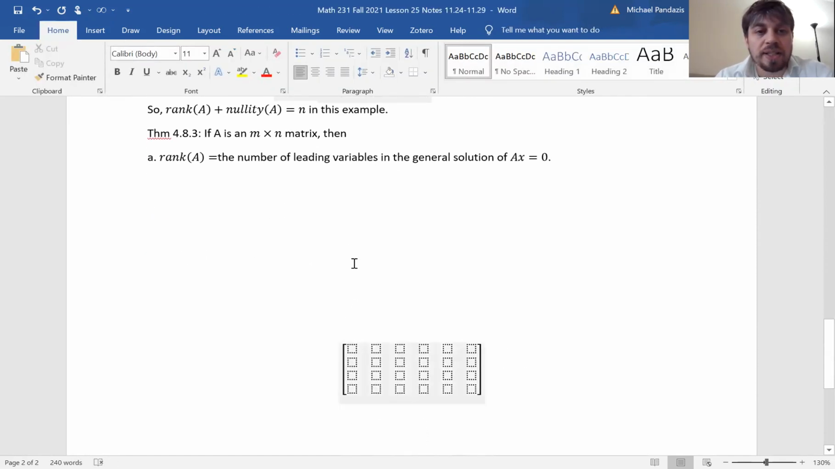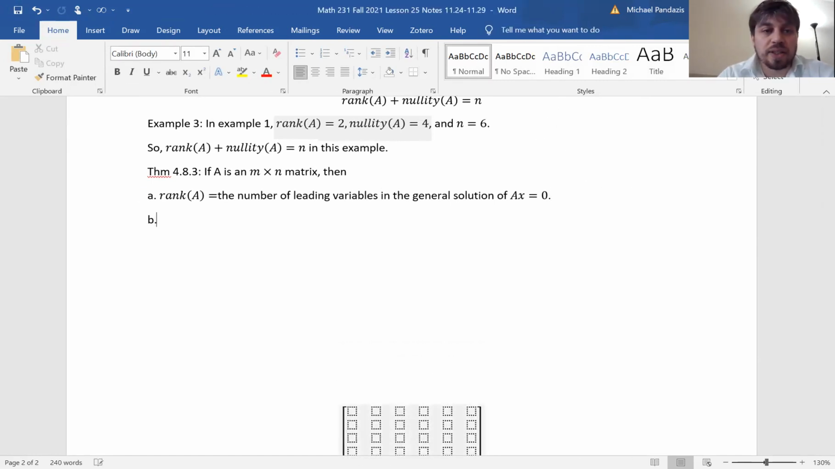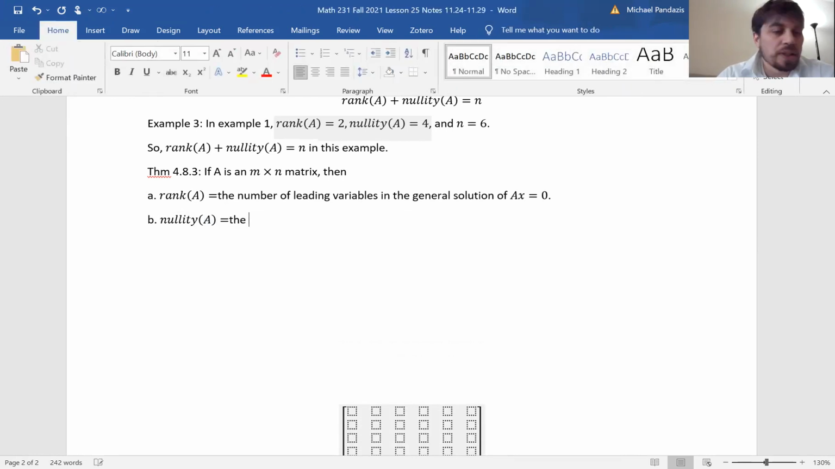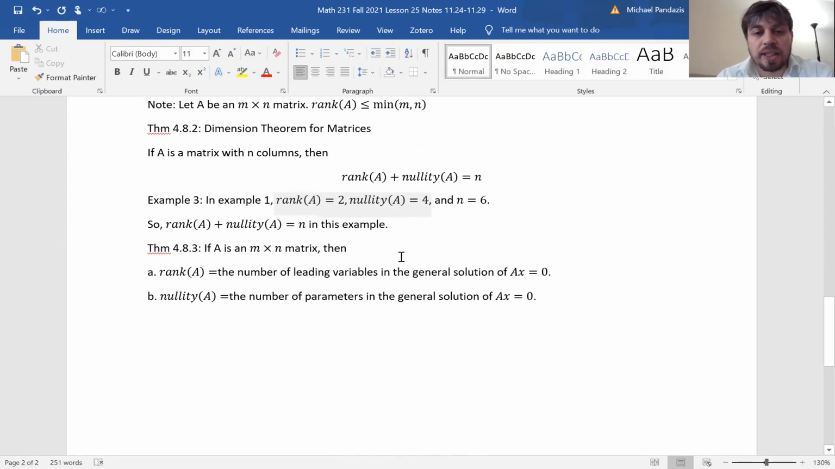Okay, so the rank of A is equal to the number of leading variables in the general solution of AX equals 0. And B, the nullity of A is equal to the number of parameters in the general solution of AX equals 0. Okay, so the leading variables in a general solution of AX equals 0 corresponds with the number of leading ones in the reduced row echelon form or row echelon form of A.